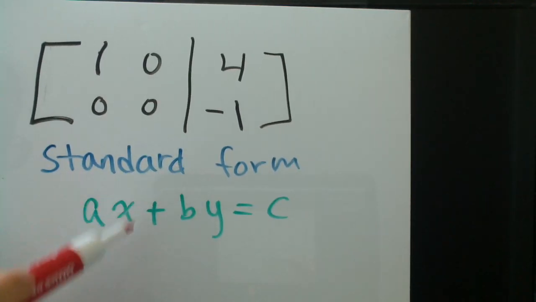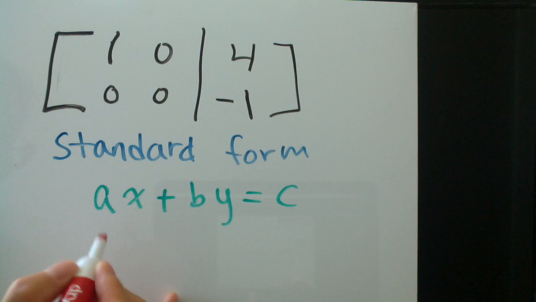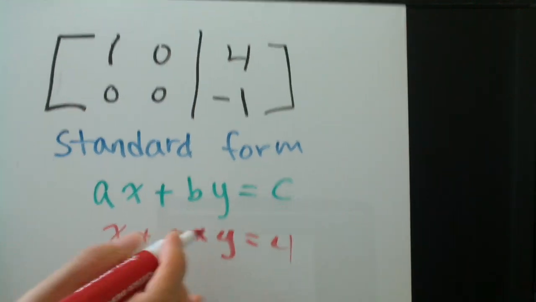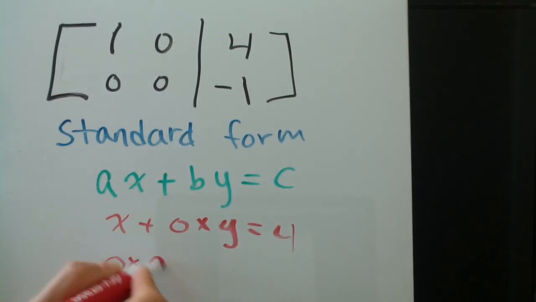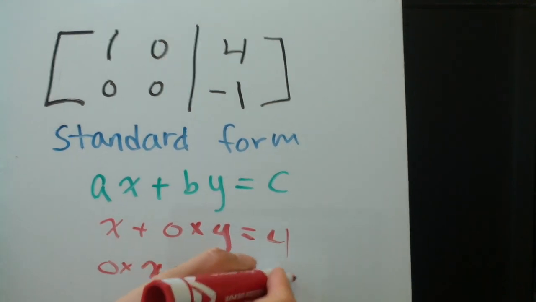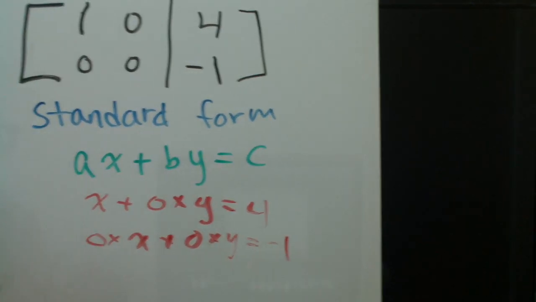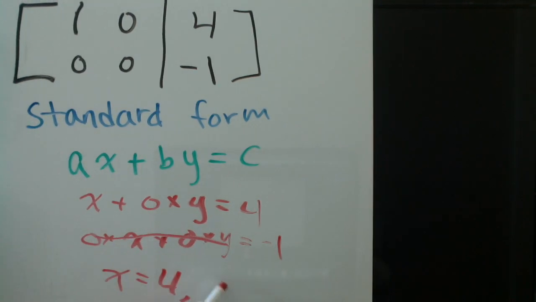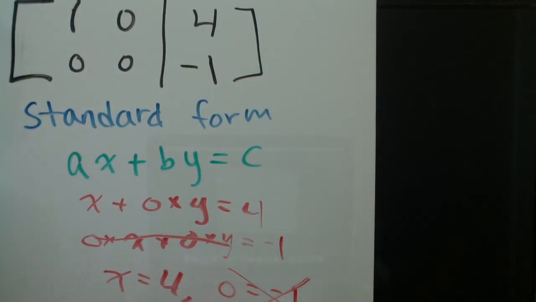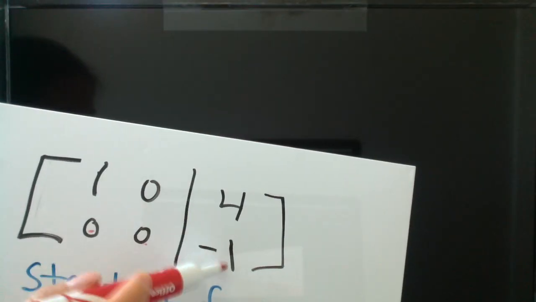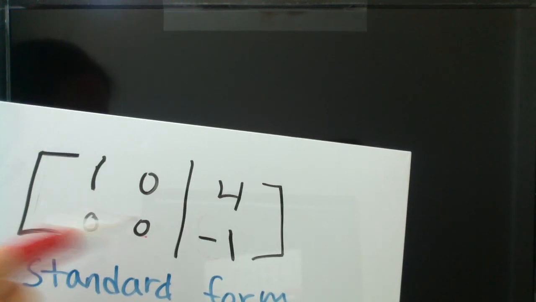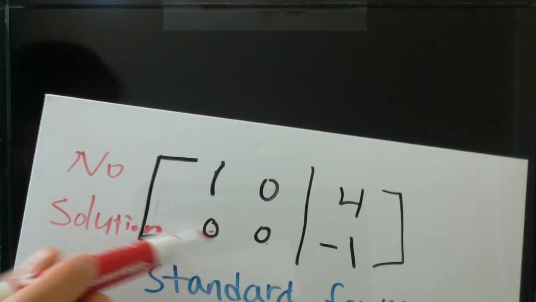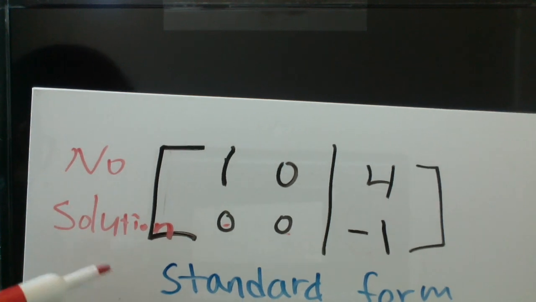Okay? Okay, I will go over it quickly. So if I follow the standard form, when you see a matrix like this, 1 times x plus 0 times y is 4 and 0 times x plus 0 times y is -1. So first line is x is 4. Okay, it makes sense. But here 0 is -1. It doesn't make sense, right? So when you see 0, 0, then a nonzero number, it is no solution. Please answer no solution. When you see this, the matrix doesn't have a solution.